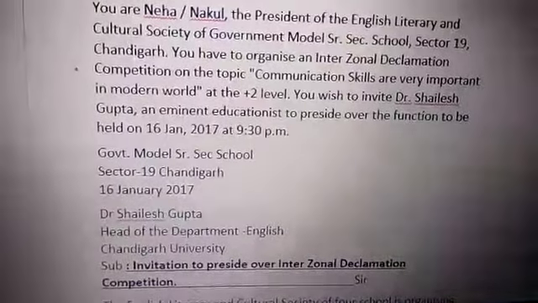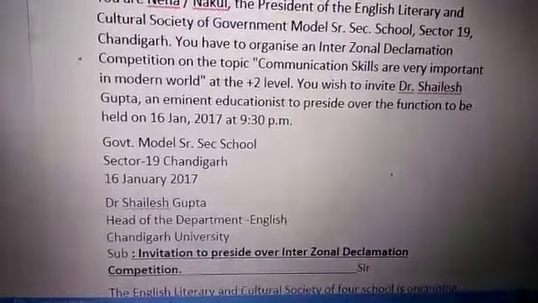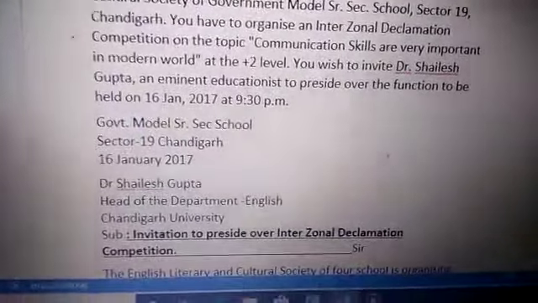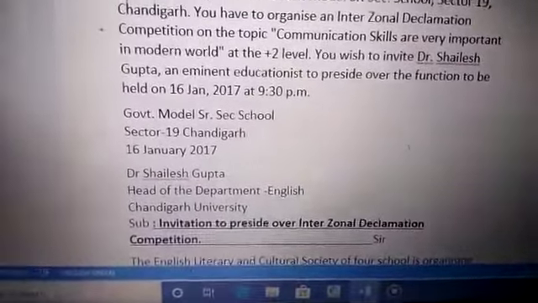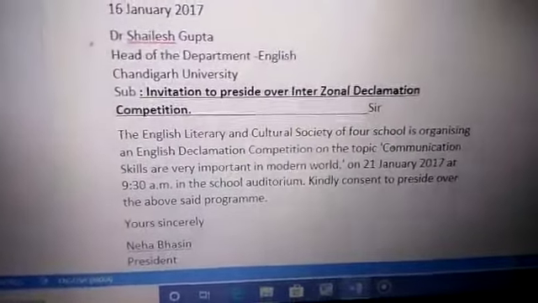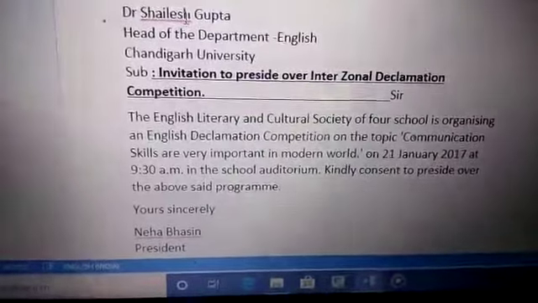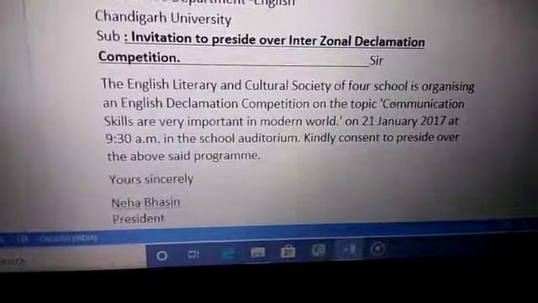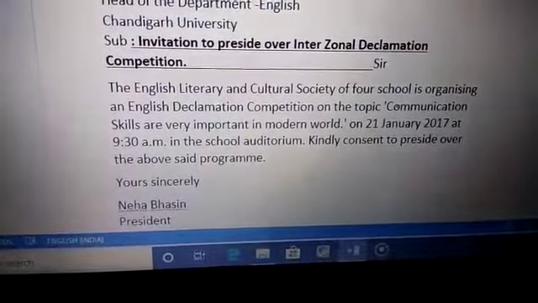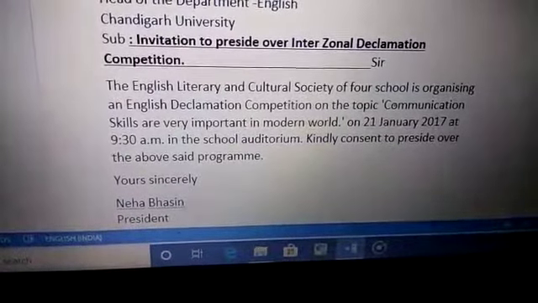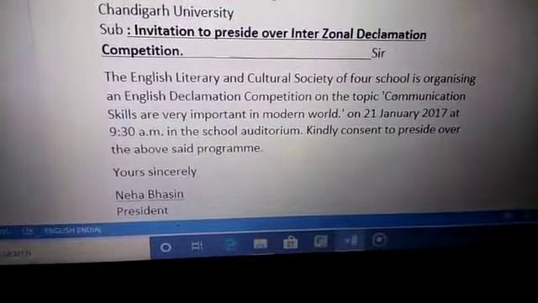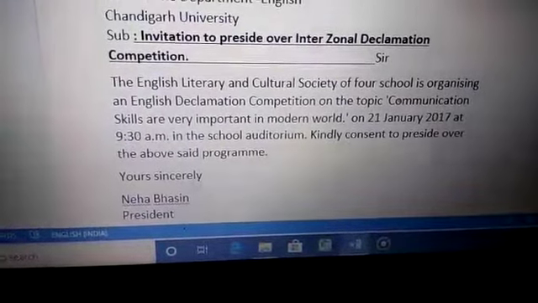It would be like any formal letter. First, your address, date, then the person whom you are writing, whom you are inviting. So his complete address, then subject, invitation to preside over interzonal declamation competition. Then, sir, the English Literary and Cultural Society of our school is organizing an English declamation competition on the topic communication skills are very important in modern world on 21st January 2017 at 9:30 a.m. in the school auditorium. Kindly consent to preside over the above said program. Yours sincerely, name of the person who is inviting and designation.